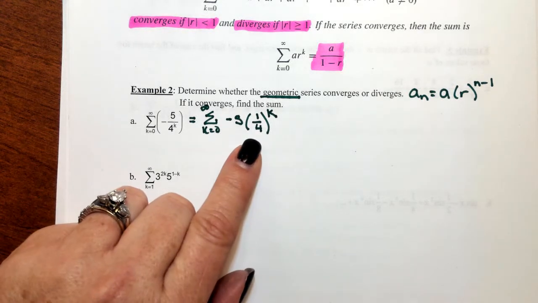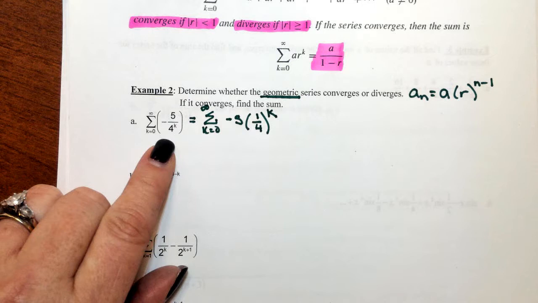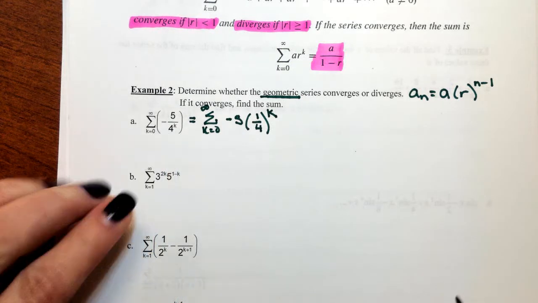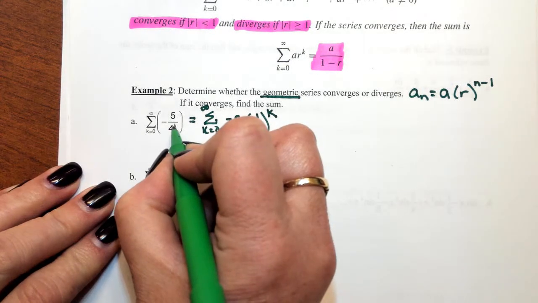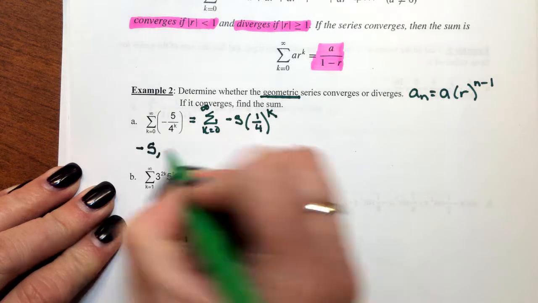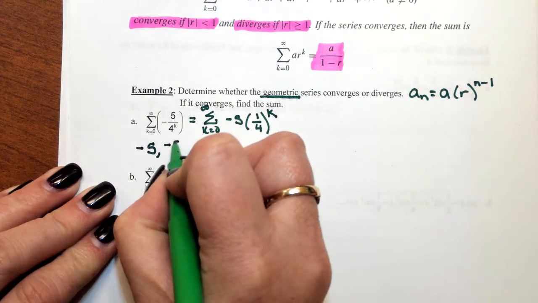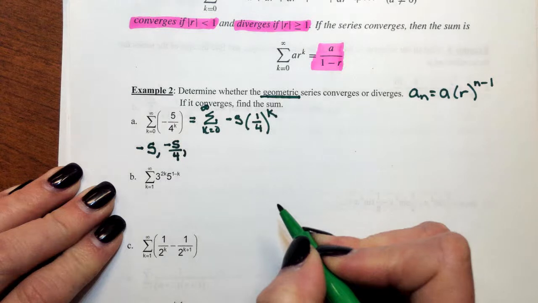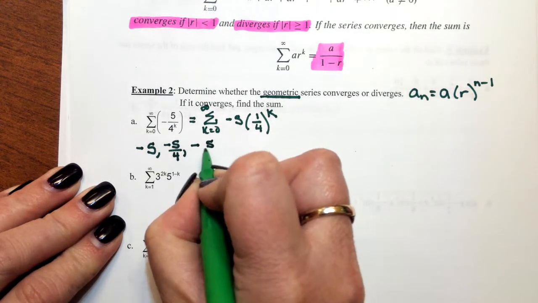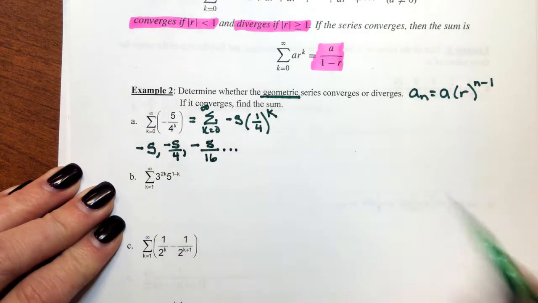So because I can write it in this form, or what I can do is write out my first couple terms. Again, if I plug in 0 for k, that's going to give me 1. That's going to give me negative 5. If I plug in 1 for k, that's going to be negative 5/4. If I plug in 2 for k, that's going to give me negative 5 over 16, and so on.